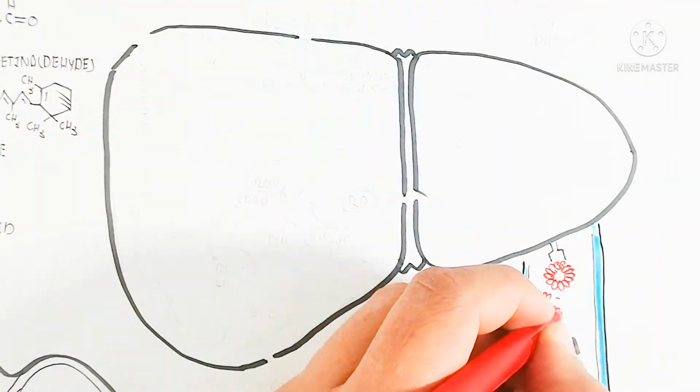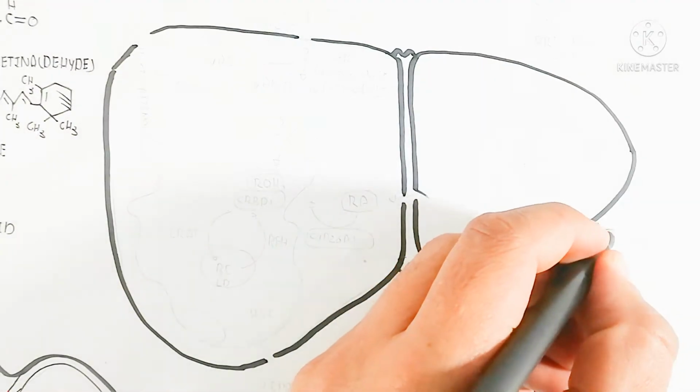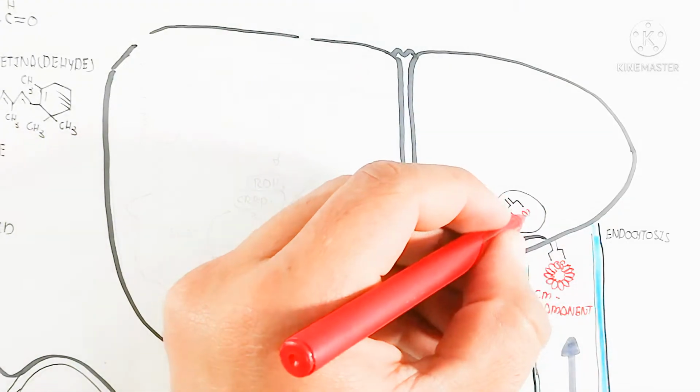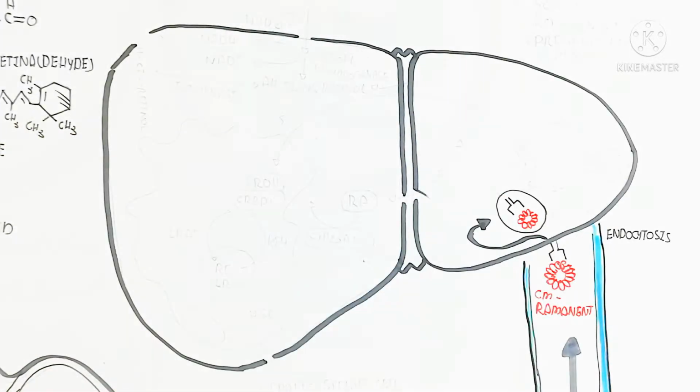So this is the hepatocyte, suppose, in the liver. And endocytosis occurs through scavenger receptor binding of the remnant chylomicron, after it is used by the tissue.